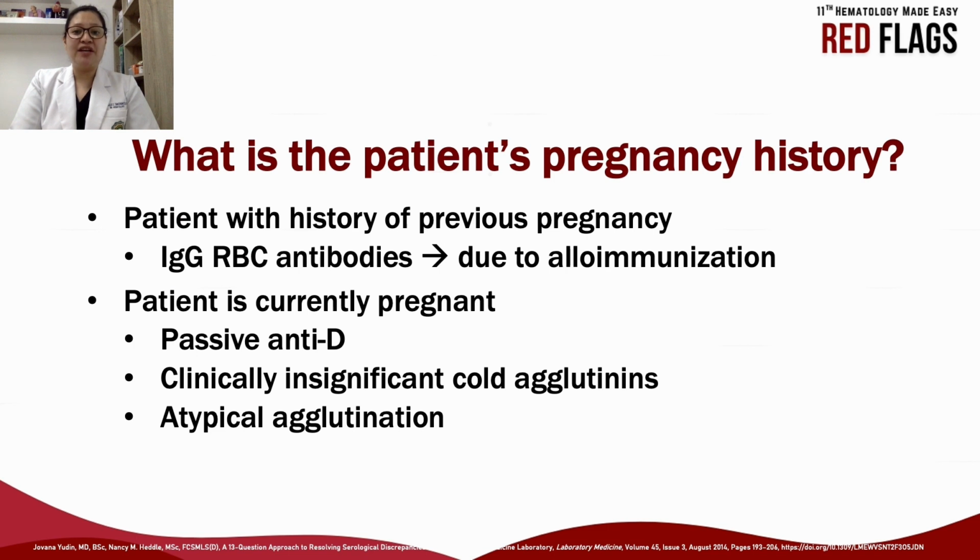We have to know the patient's pregnancy history for females. This is because in the serum of a female patient with a history of previous pregnancy, IgG RBC antibodies can be detected due to alloimmunization caused by fetal maternal bleeds. If the patient is currently pregnant, a number of serological problems can occur and should be considered, including passive anti-D, clinically insignificant cold agglutinins, and atypical agglutination.